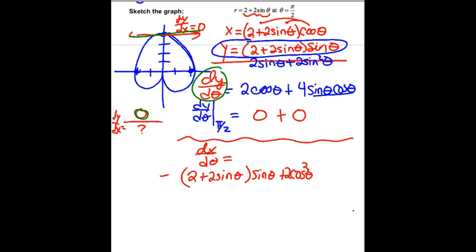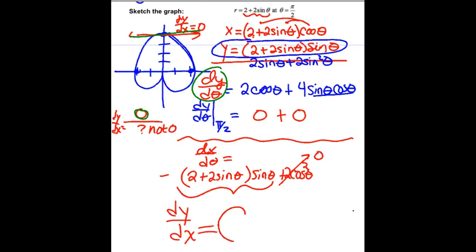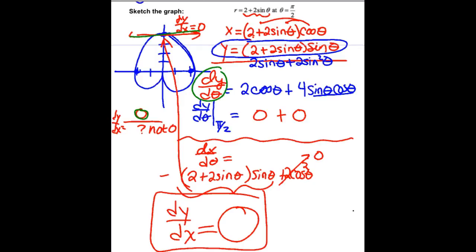It's clear to me that at pi halves, this will not go to 0 because this part will, but this part of it won't. I really honestly for this question don't care what it is, I just care that it's not 0. So I know that dy dx is equal to, for this one, 0. And I knew it from the start because I knew what my graph looked like.